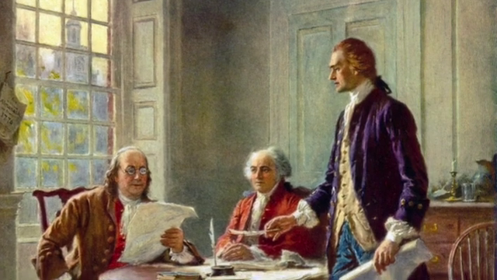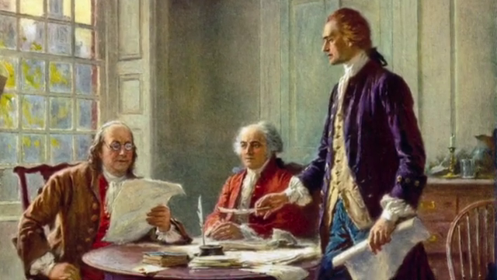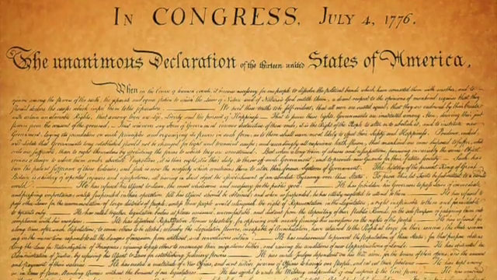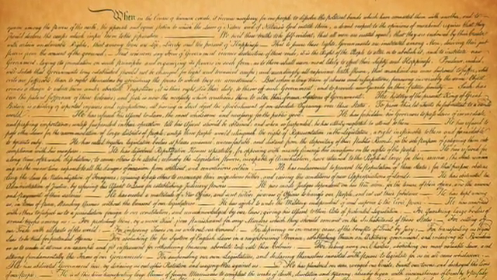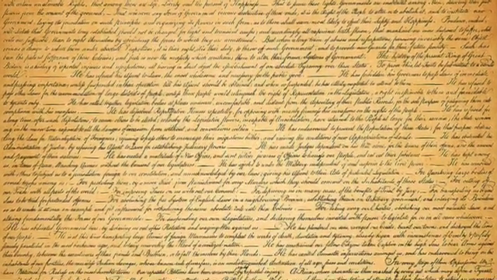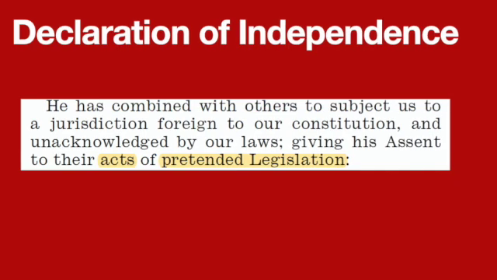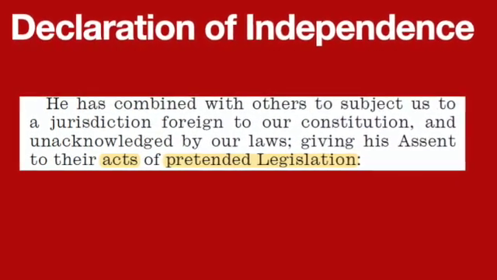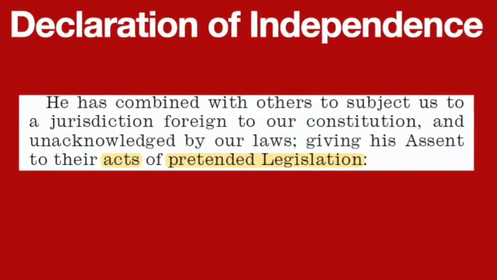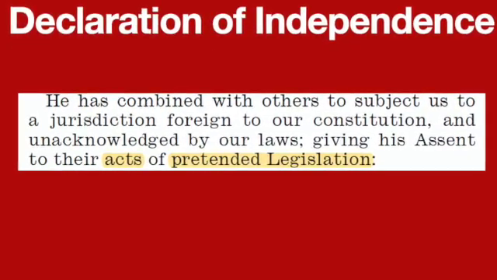We find many references to both the Sugar Act and the Stamp Act in our Declaration of Independence. In the Declaration, we find the list of grievances, which outlines over 24 individual complaints about King George III. The first reference to these is found here. "He has combined with others to subject us to a jurisdiction foreign to our Constitution, and unacknowledged by our laws, giving his assent to their acts of pretended legislation."